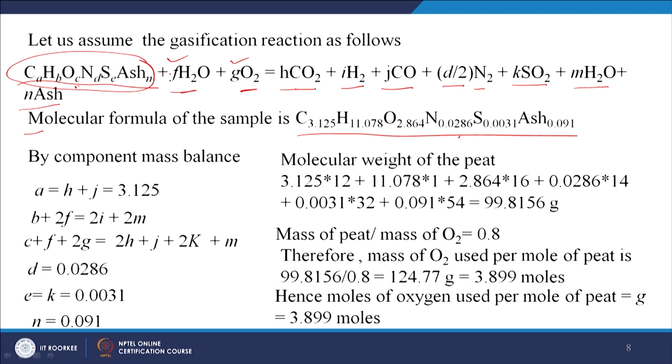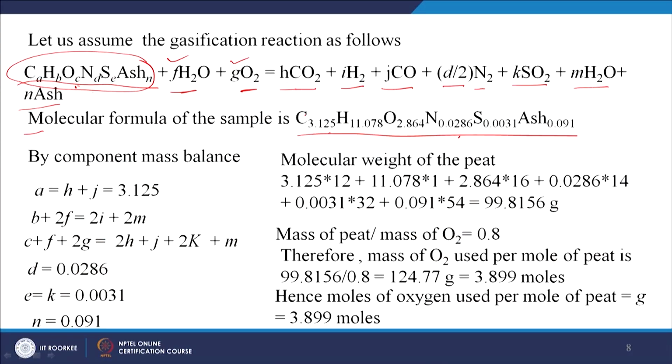We will be trying to find out the relationship by mass balance, individual component balance, and then we will try to get the value of H, I, J, D, K, M, N, F, G, etc. And we will be able to know 1 mole of feedstock will produce how many moles of this gas composition. So, it will be easy to determine the moles of individual gas components, and total gas components will give total moles, then we will get the percentage of individual gas component on mole basis. So, this is the approach.